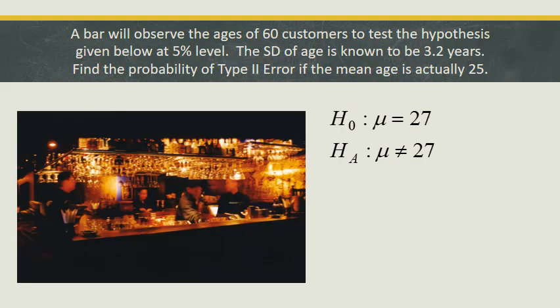Okay, we've seen this hypothesis before. It's the mean age of people at a bar. And here is the what if statement that tells me that this is a type 2 error question.